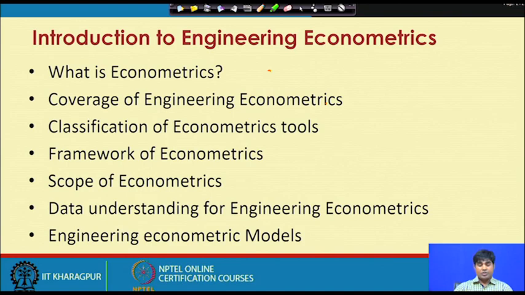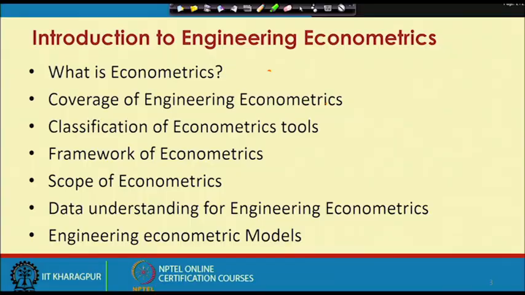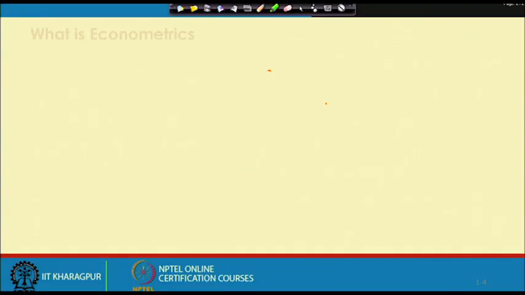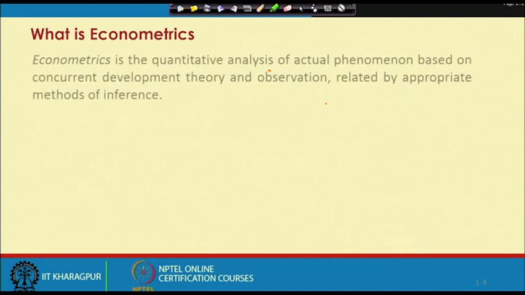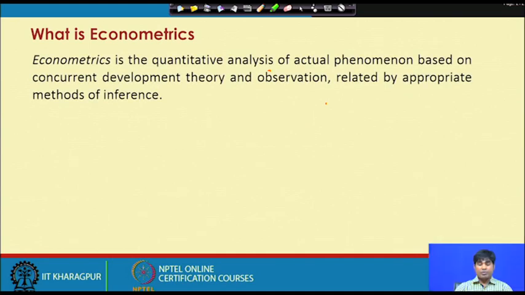So, let us start with what is all about econometrics. Econometrics technically is a quantitative subject, where we have the structure of quantitative analysis of actual scenarios based on the development of theory and observations, and relating to appropriate methods of inference.